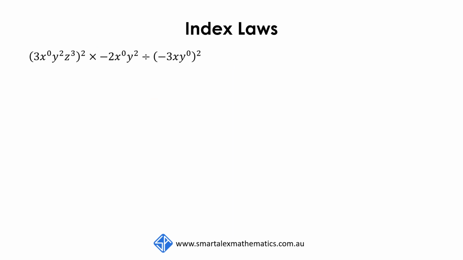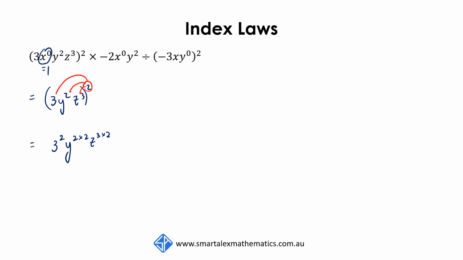In this last example, we've got all laws combined together. Let's start off by simplifying each term individually. The first, we've got 3x to the 0 y squared z cubed all to the power of 2. We see that x to the power of 0 is going to equate to 1. So what we have is 3y squared z cubed all to the power of 2. We apply power of a power index law, which means that the power of 2 will multiply to each individual power inside the bracket. This will give us 3 squared y to the power of 2 times 2, z to the power of 3 times 2.